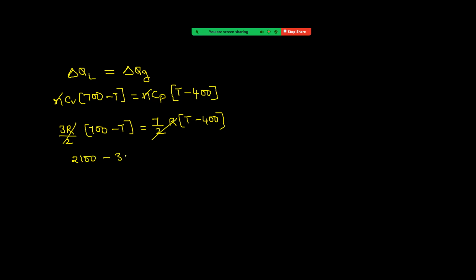Remaining 3 sevens, 21, so 2100 minus 3T is equal to 7T minus 7 fours, 28, 2800. 7T plus 3T, 10T, is equal to 28 plus 21, 49, 4900. Therefore, T equals 490 Kelvin. Right. Now see the next question.